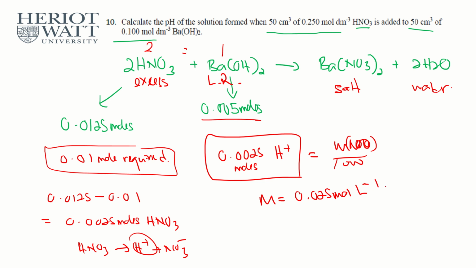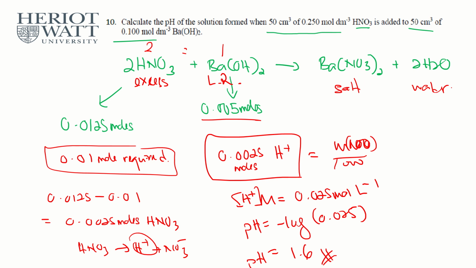Now we got the concentration of H plus. Then what to do? pH equals negative log 0.025. Then you will get a final pH, minus log 0.025, 1.6. pH equals 1.6. That's the answer for question 10. Okay.